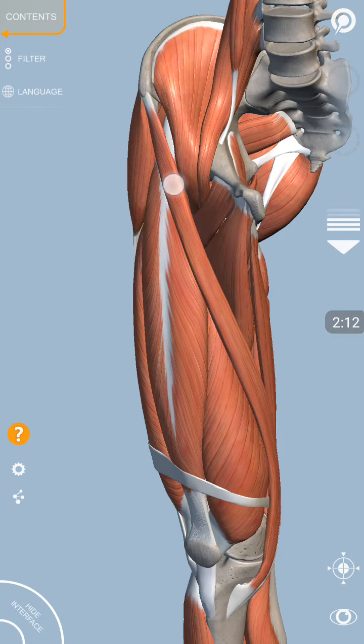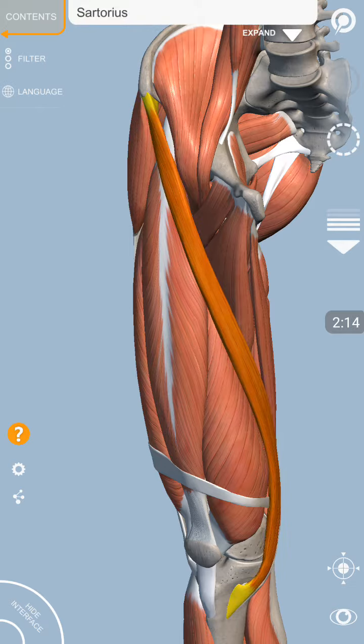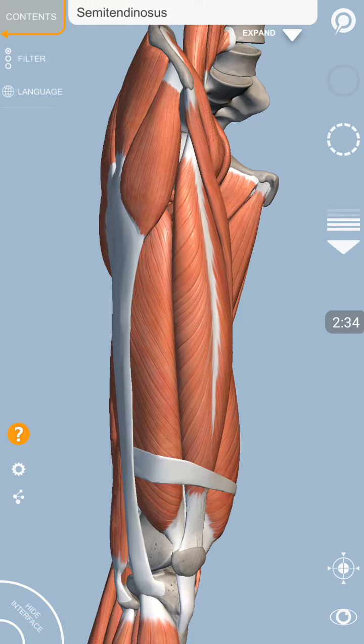So it produces flexion at the hip joint. It produces abduction of the lower limb. It produces lateral rotation of the femur, and it produces medial rotation of the tibia when the knee joint is flexed. So this is the action of the muscle.